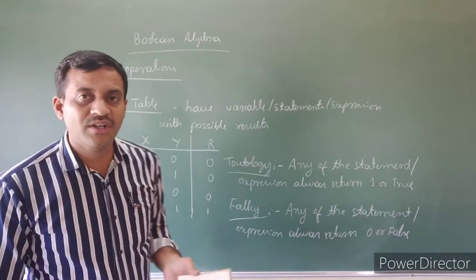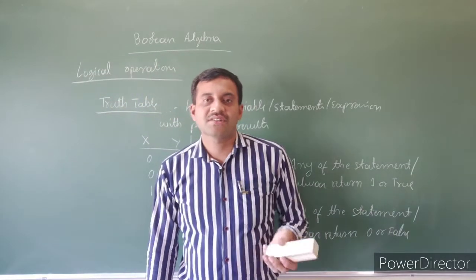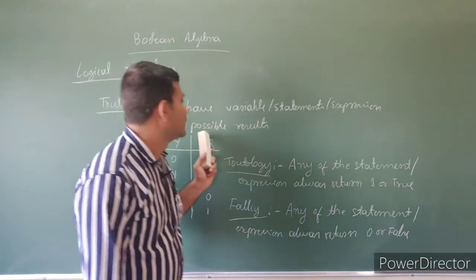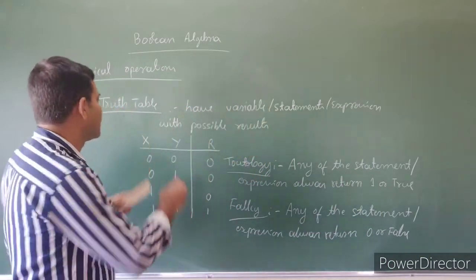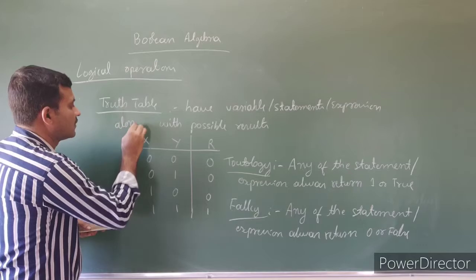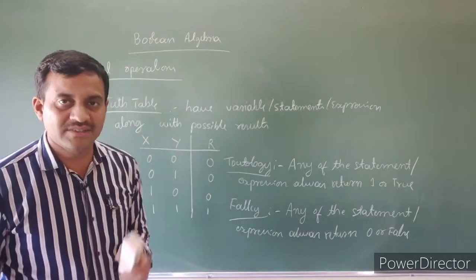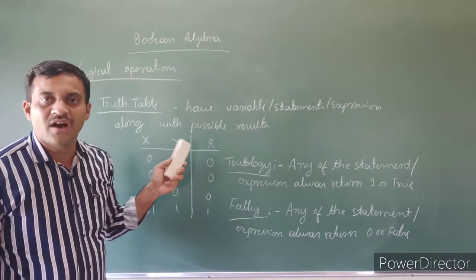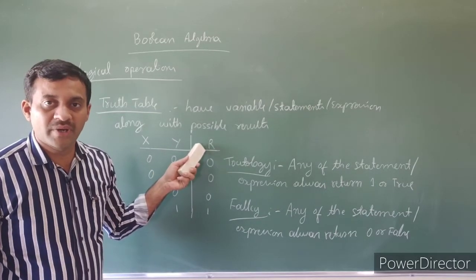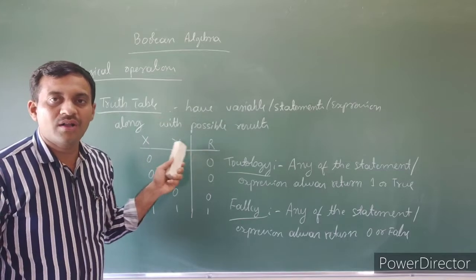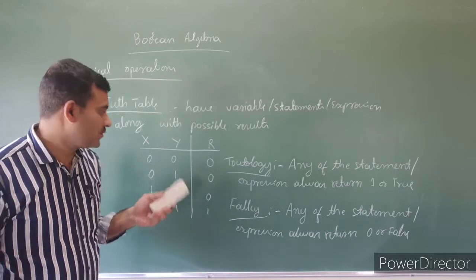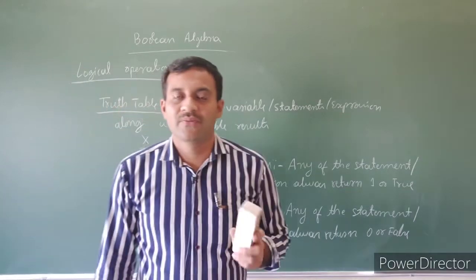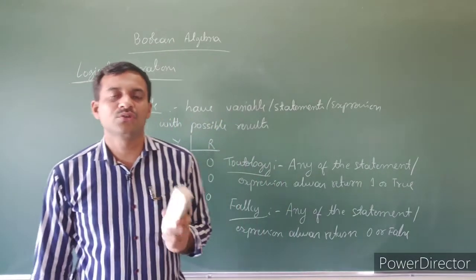A truth table is a collection of variables, statements, or expressions along with possible results. See here, x and y are the variables. R is a resultant variable. In a truth table, all variables have a unique value, either 0 or 1. Here 0 refers to false, 1 refers to true.